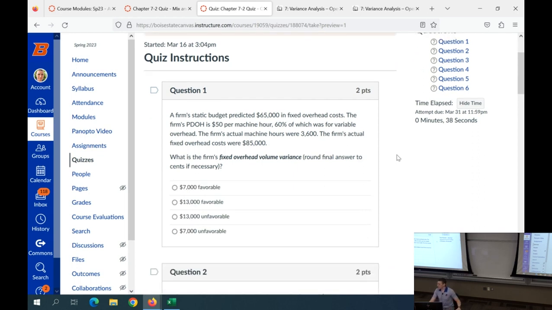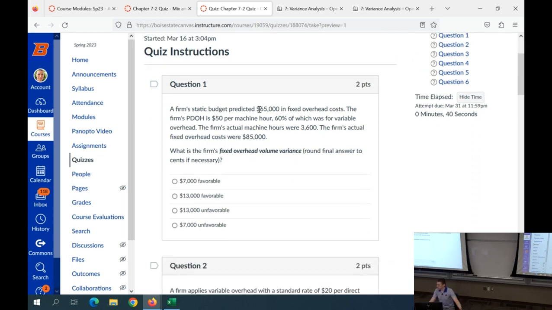Okay. All right, so this question says, a firm's static budget predicted $65,000 in fixed overhead costs. The firm's PDOH, which means predetermined overhead, and sometimes it has the rate in there as well, but doesn't always have to. PDOH rate is $50 per machine hour, 60% of which it was for variable overhead, meaning the remaining 40% is for the fixed overhead, which is going to be relevant to this question. The firm's actual machine hours were 3,600. The firm's actual fixed overhead costs were 85,000.